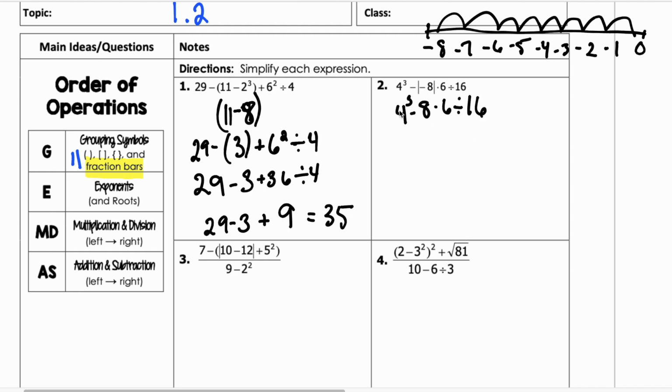Okay. Now, according to our chart, we need to do our exponents. So 4 times 4 is 16. 16 times 4 is 64.